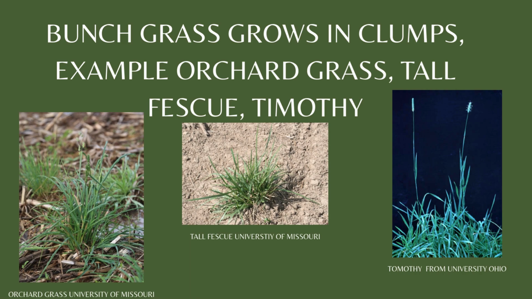Here are some quick examples of bunch grasses. They grow in clumps. Orchard grass does this. Tall fescue does this. Timothy does this. They don't grow into a sod like a lawn, but they grow into clumps.